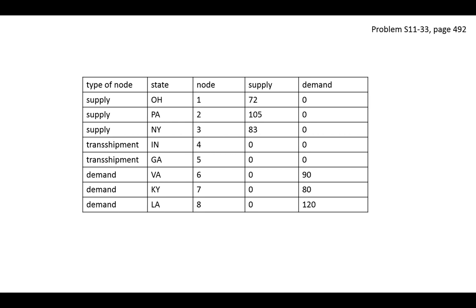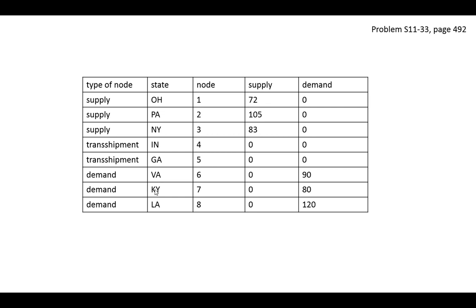All right, we're going to go ahead and discuss problem Sierra 11-33 from page 492 in the book. This is a good example of a transshipment problem and a way that we can set it up and perhaps understand a few things about the way transshipment problems work, especially when they start off as an unbalanced problem. And I'm going to give you a couple of different approaches in terms of how you can solve this problem.